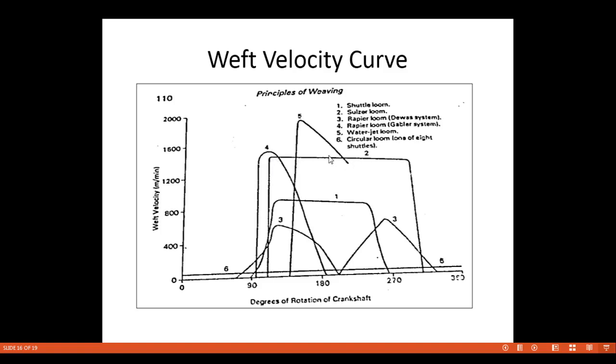This speed is maintained constant in the shed, and as the projectile comes to the other side, the projectile braking is there and suddenly brings the projectile to zero speed. Not like the shuttle, where first the swell mechanism will reduce the speed and the shuttle will come to rest. Here it is not like that. The quick braking will be there, and here complete resting of the projectile and zero velocity it goes. So this is the weft velocity of the projectile machine.